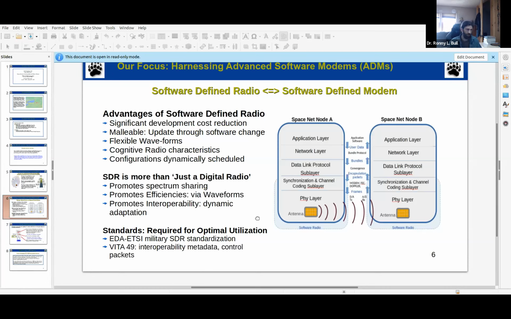So if we want to actually put in different modules, work with different types of protocols, we can do that through software. So there are standardizations. There is this EDA, ETSI military SDR standardization, as well as VITA 49. So these are standards that are already required for optimal utilization of the software-defined radios. We're looking for further standardization in terms of how these are going to be used in space, which is going to be important to our future research in this area.